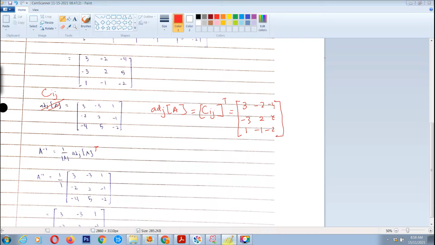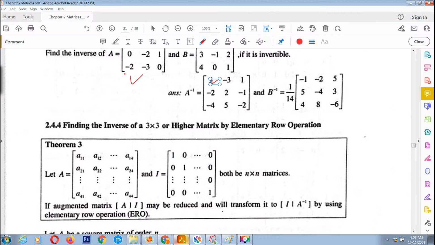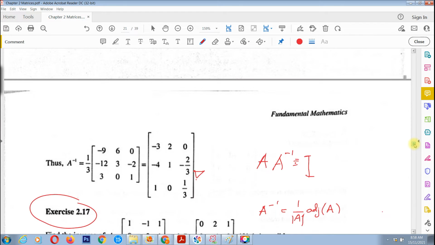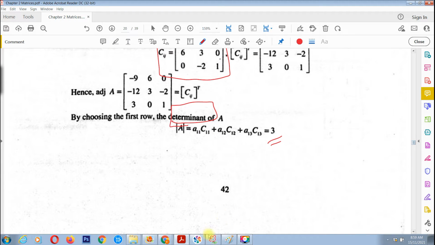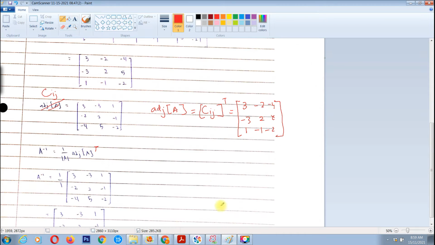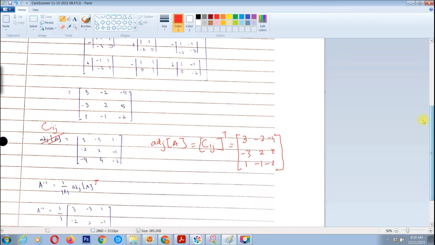Negative 2, betul. Kenapa jawab yang betul ni? Kejap. The cofactor is atas dia. Oh, the cofactor dia dah transpose lah. Yeah. Okay. Labeling lah, meaning labeling here.